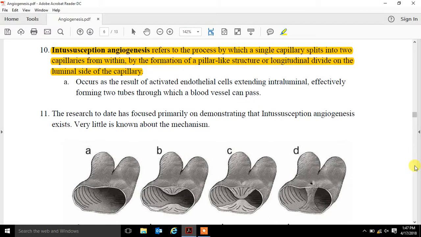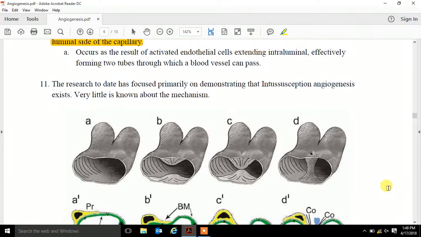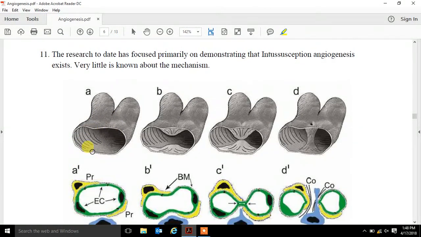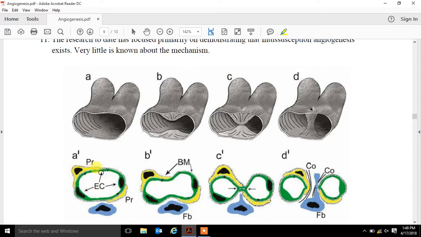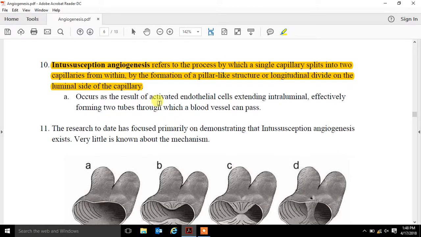I'm going to come down to this image first, and then I'll come back up and highlight a few things. So with this type of angiogenesis, we've got a capillary here. Here's our capillary lumen. We can look at the cross-sectional. Here's our endothelial cells. We've got basement membrane around it. And basically we get this pinching effect. It pinches, and eventually we end up with two capillaries. That's really all the process involves.